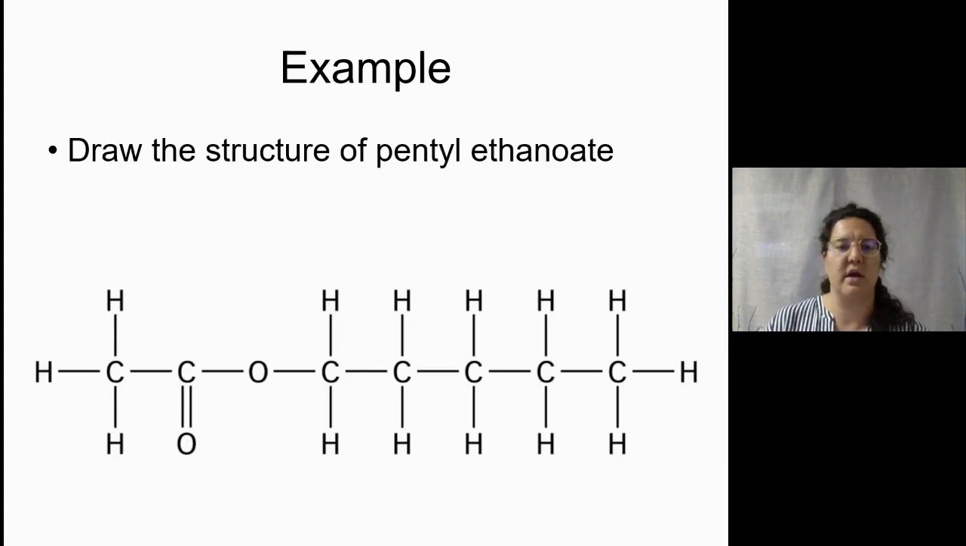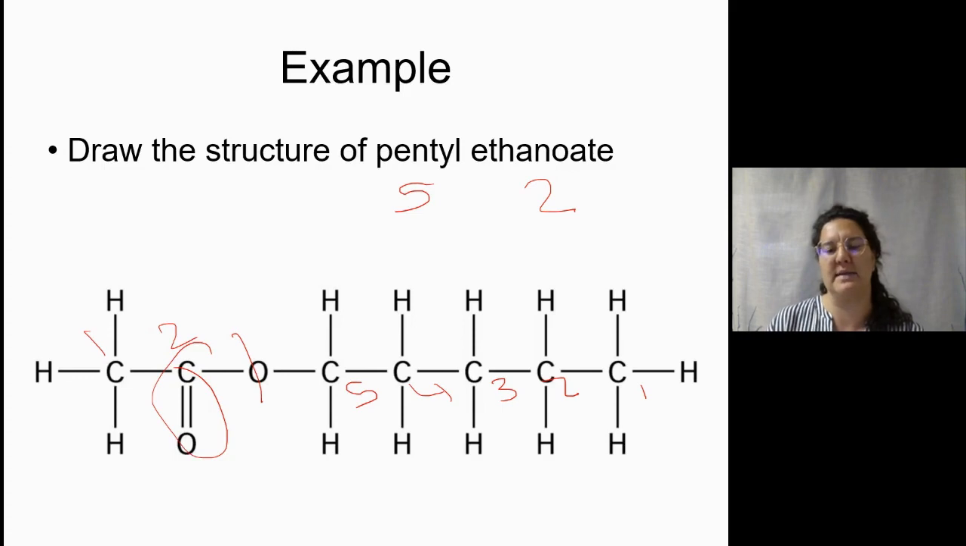So drawing the structure of pentyl ethanoate. So pentyl has 5 carbons and ethyl will have 2. So we're going to go 1, 2, 3, 4, 5 carbons. Then we have our single bonded oxygen, and this was the alcohol end. Then we have ethanoate, and this was our original carboxylic acid with 2 carbons. And then we can see that double bonded oxygen indicating that it was the carboxylic acid end of the ester.